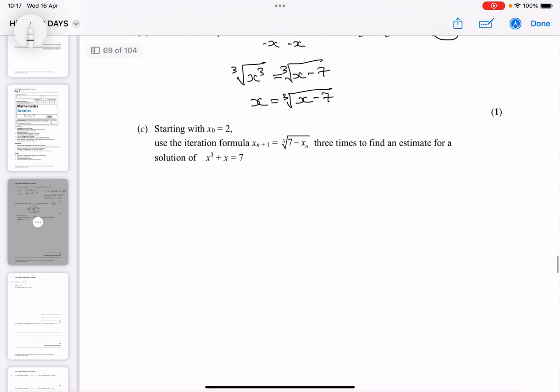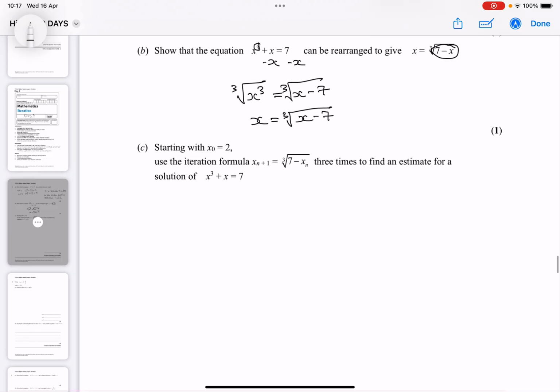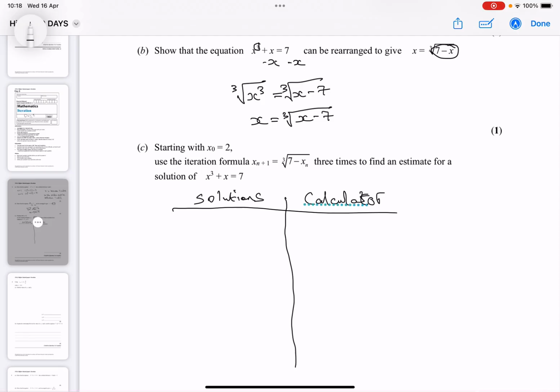Right. The next part is the 3 marks, and this is where you calculate it. I always set this out in 2 ways. I have solutions, because that's what they want, and I also have calculator, and this is where you calculate. This is where you have your ans button. So first of all, we look at this bit. It usually starts with x0 or x1. In this case, I've got x0 equals 2.